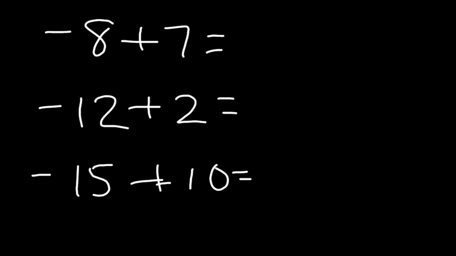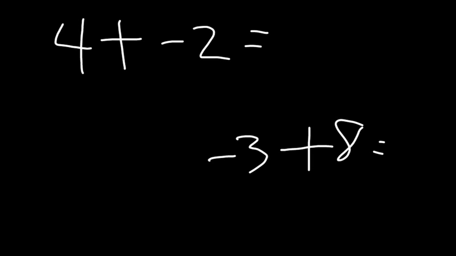Okay, so let's try some. Negative 8 plus 7, there's more negatives than there are positives. The answer is negative. 8 minus 7 is 1. Negative 12 plus 2, there's more negatives than there are positives. So the answer is negative. 12 minus 2 is 10. Negative 15 plus 10. There's more negatives than there are positives. So the answer is negative. 15 minus 10 is 5.